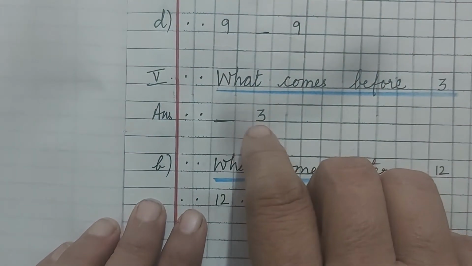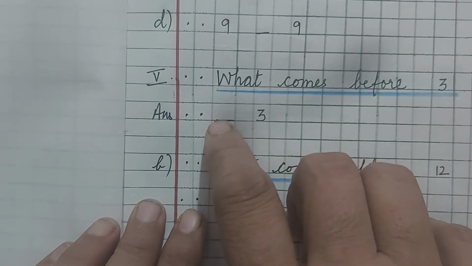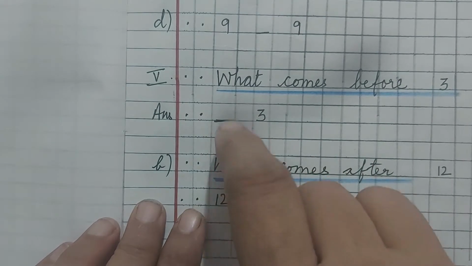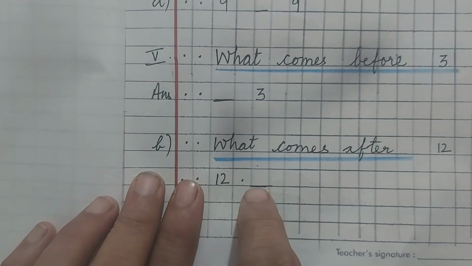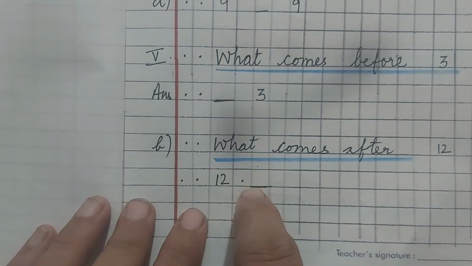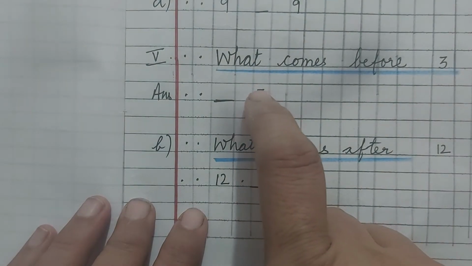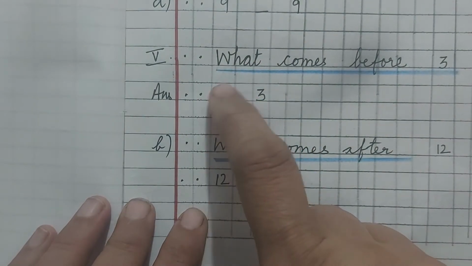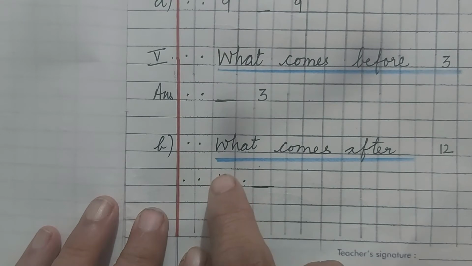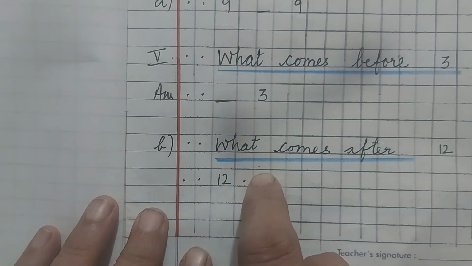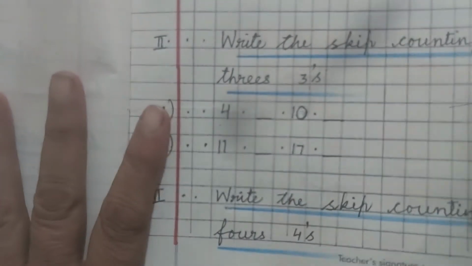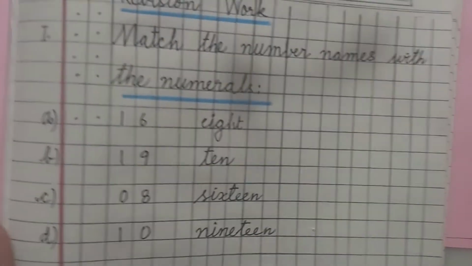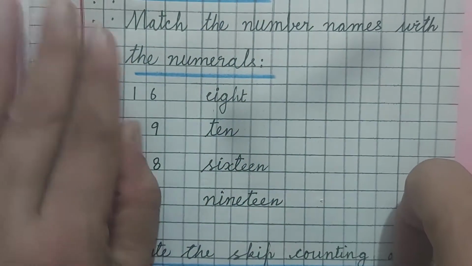Okay. Now what comes before? If the dash is before number, it means you have to write the before number. If the dash is after number, then you will write after number here. What number comes before 3? 2. What number comes after 12? 13. I am not writing so that you should do practice. If I will write, then you cannot practice.